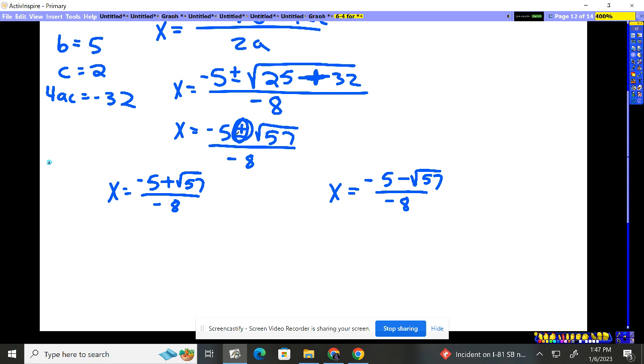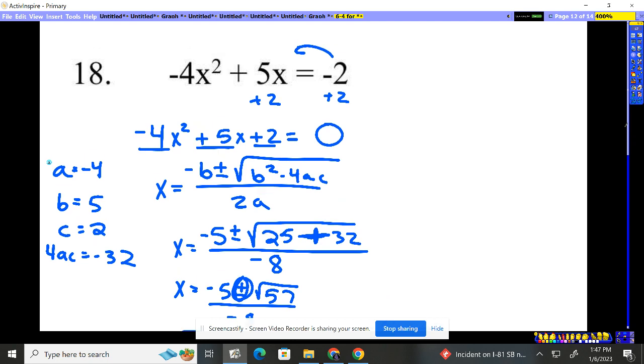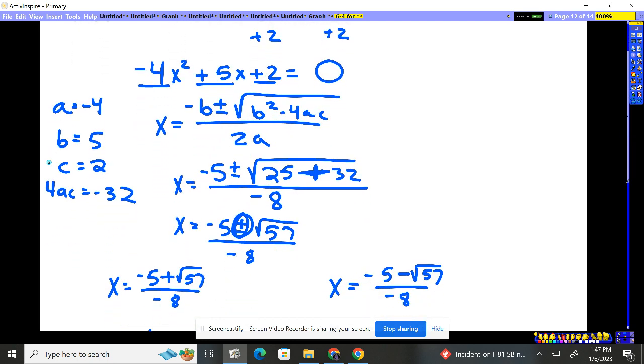So we grab the calculator: negative 5 plus the square root of 57, all divided by negative 8. We're going to get an approximate answer here. We can go to the tenths or hundredths. Let's go to the hundredths. I got negative 0.32 for this piece. For the other one, I got 1.57 when I plugged it into the calculator. Those are your two solutions. Those are the two values that, if I plug them into the original equation for x, will make this equation true.